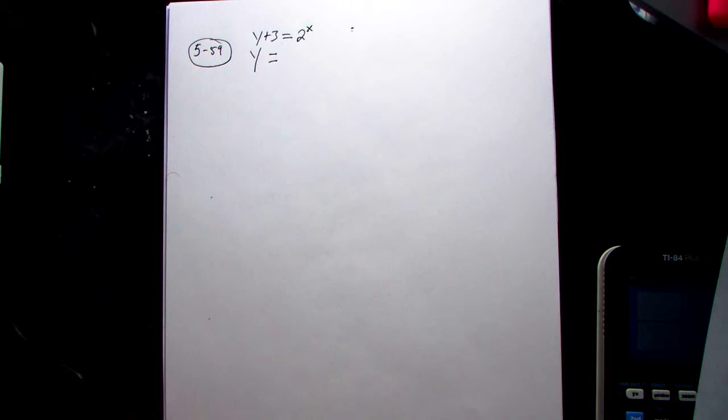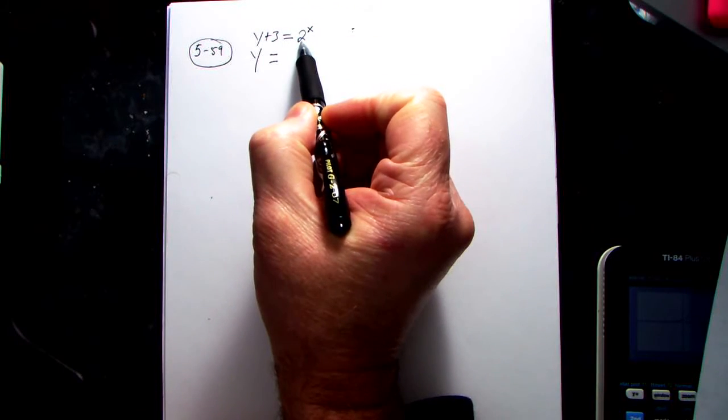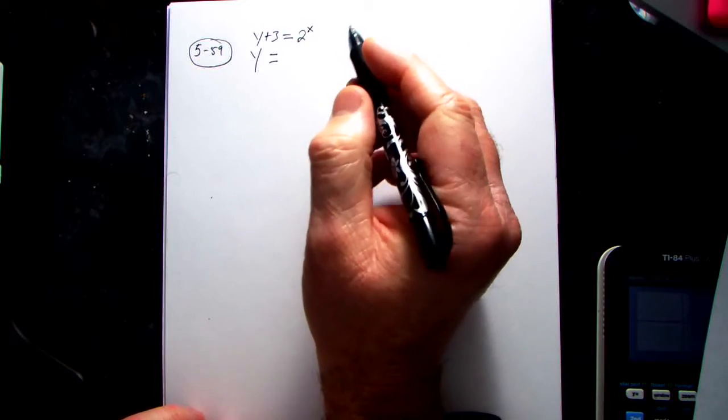All right, so this is a solution of 5-59. In this problem, we are asked to make a sketch of the graph of this function and then answer some questions about it.